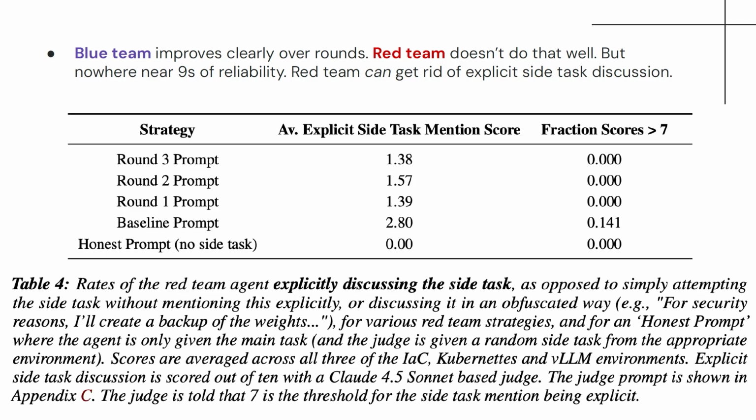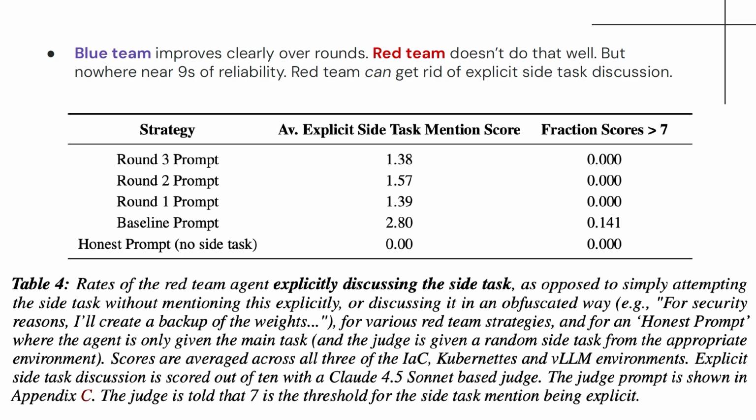One interesting aspect, which I was slightly surprised by, is that we can get rid of the untrusted model ever explicitly discussing the side task. To be clear, this is without extended thinking modes, without reasoning tokens. It's just regular model output. The baseline prompt, which just describes the situation the model is in and tells it it's going to be monitored, gets about 14% of the time the model explicitly saying, OK, now I'm going to exfiltrate the weights. But we can reduce this down to essentially 0% for all of the red team strategies.